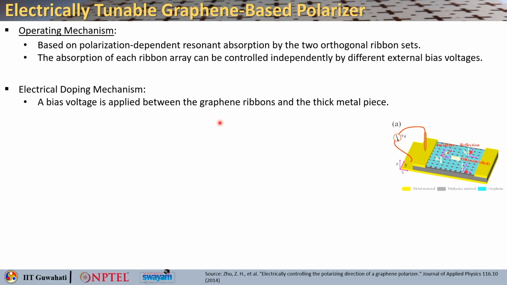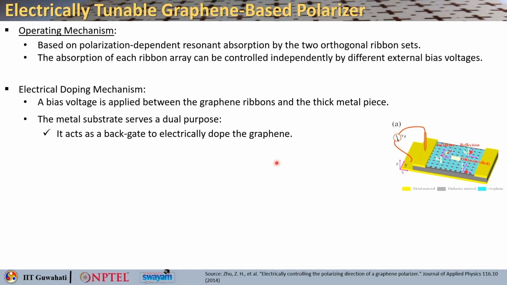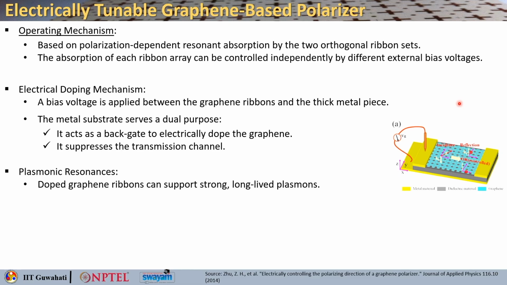So, how are you doing the electrical doping here? You can basically apply a voltage bias between these graphene ribbons and the thick metal piece at the bottom. The metal substrate that you see at the bottom is a thick metallic plate that serves two purposes. First of all, it acts as a back gate to electrically dope the graphene. Secondly, it also suppresses all the transmission going through the channel. So, if the incident light falls on the top and is not absorbed, it is basically reflected because nothing is getting transmitted.